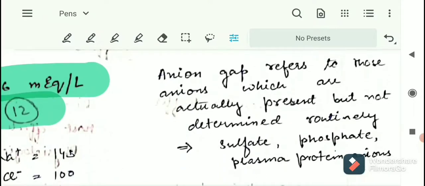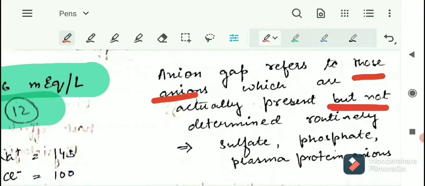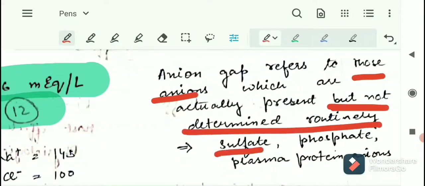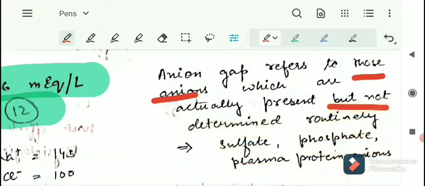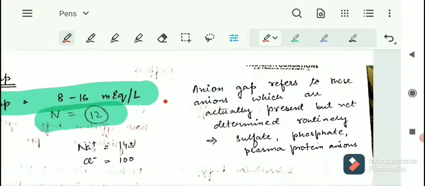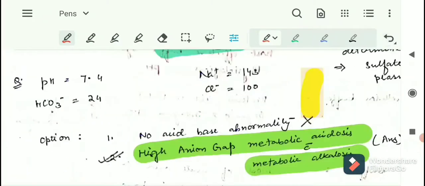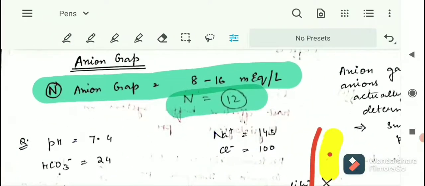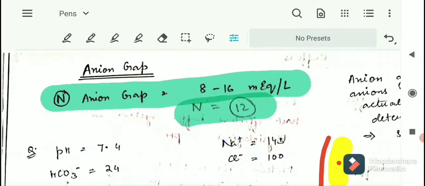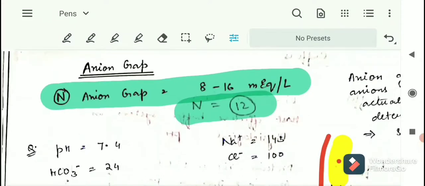Anion gap refers to those anions which are actually present but not determined routinely, that is sulfate, phosphate, and plasma protein anions. This is calculated in the anion gap. Okay, so now let's see the normal anion gap level. Normal anion gap is 8 to 16 milliequivalent per liter.